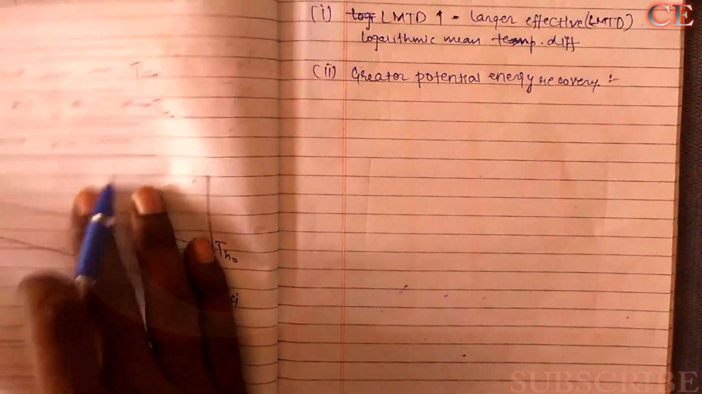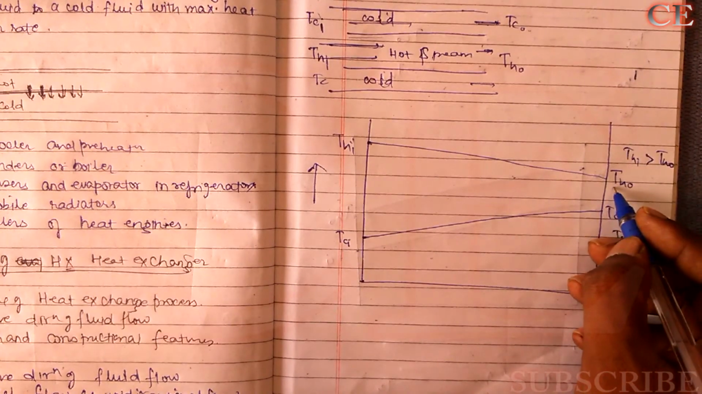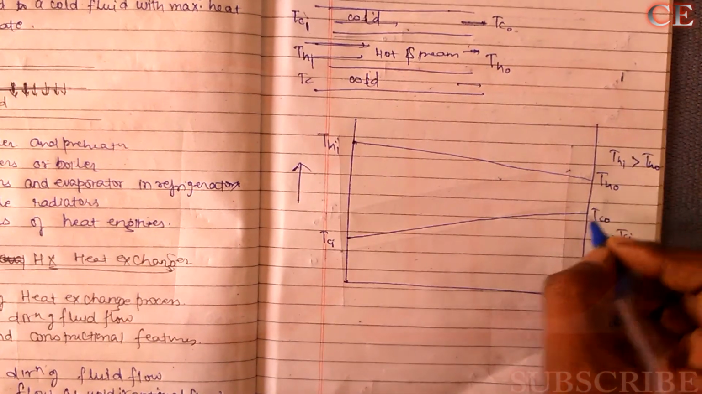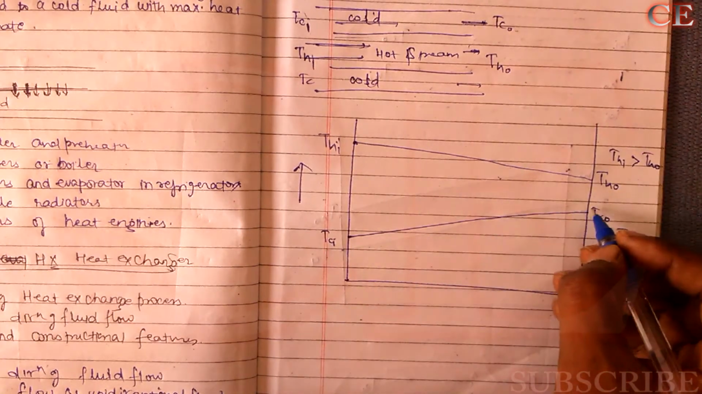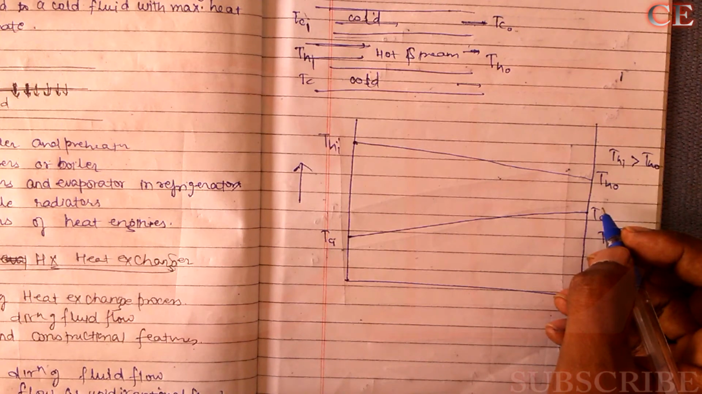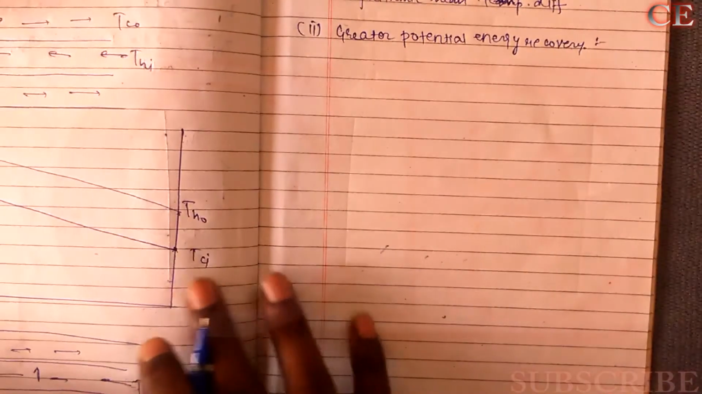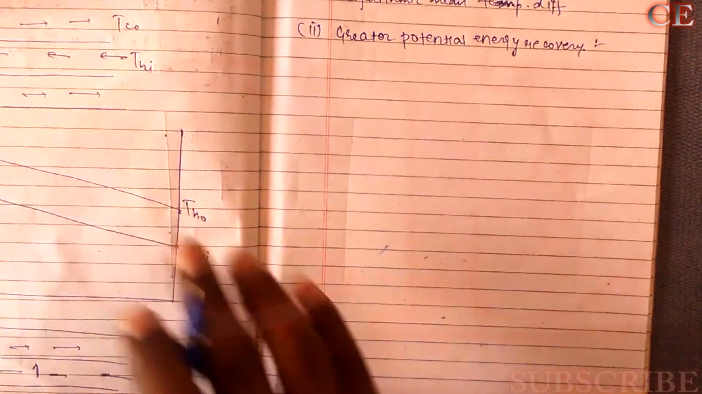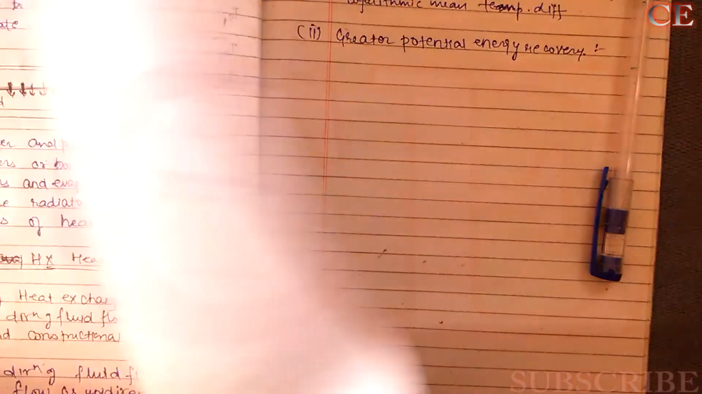But in the case of a parallel flow heat exchanger, we can see that the cold fluid and hot fluid are both almost at the same temperature, but the colder fluid gets to the higher temperature, and due to that it would not have a greater potential energy recovery value. So it would not be as effective as a counterflow heat exchanger. Now let us see a few applications of parallel flow heat exchangers.